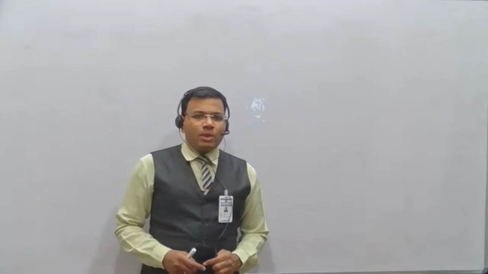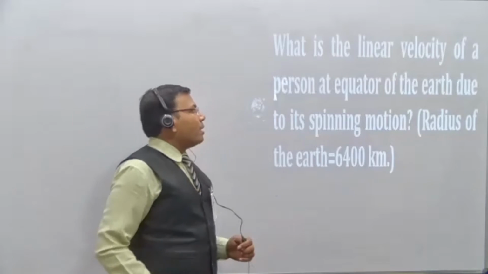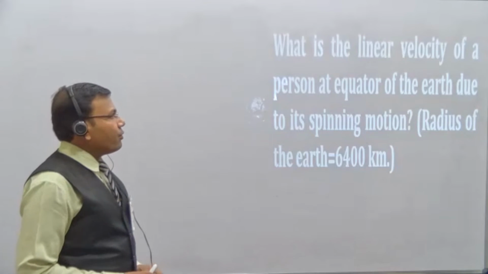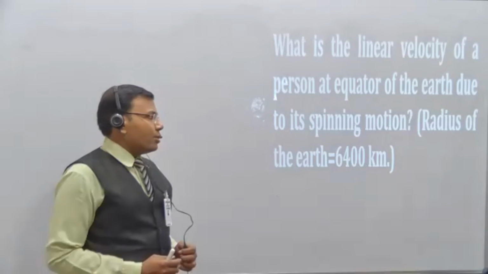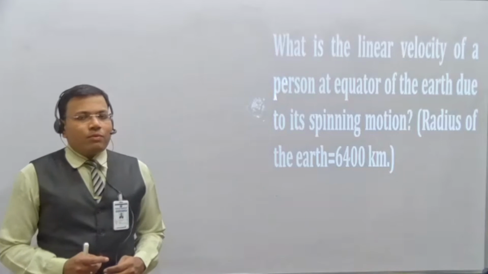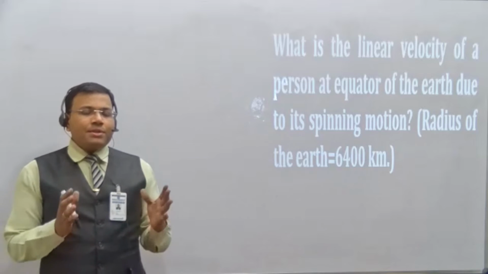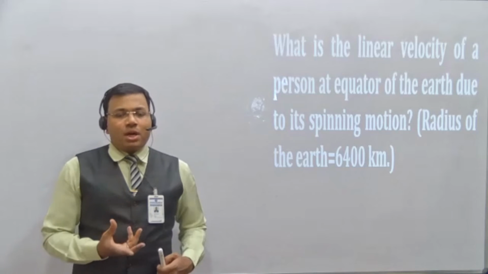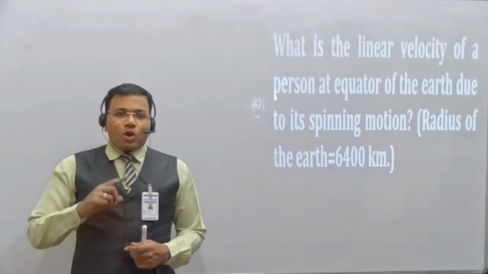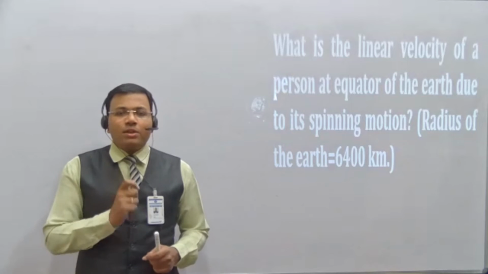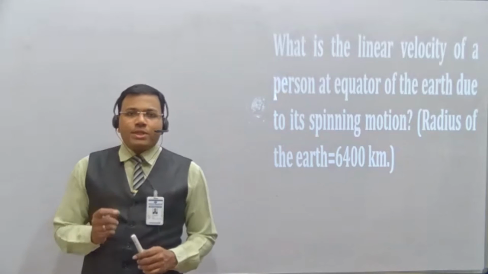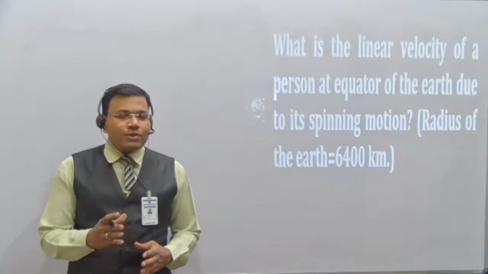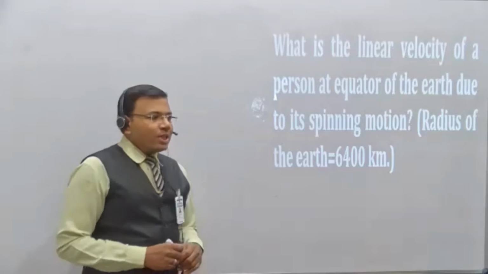Let us move to the next problem. The next problem on the board, you can see: what is the linear velocity of a person at the equator of the earth due to its spinning motion? Now here you can see clearly what the question asked. A person is standing at the equator, and you know earth spins, means earth rotates. So because of the rotation of the earth, what is the linear velocity of that person standing at the equator? Just now we have seen the relationship between the linear velocity and the angular velocity. So how to proceed with that? Let us see.